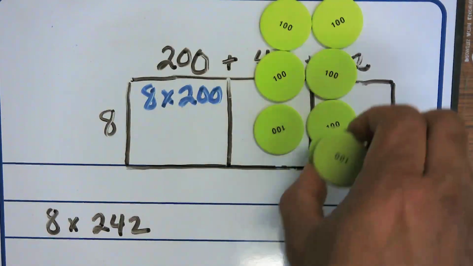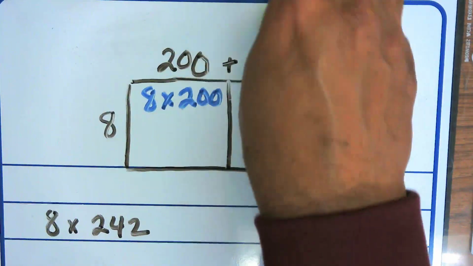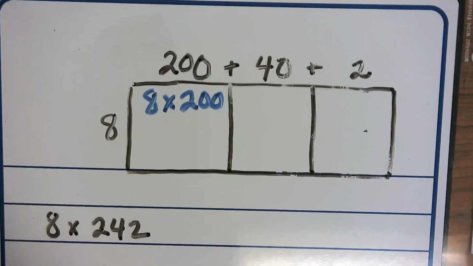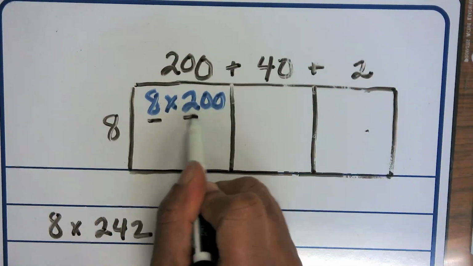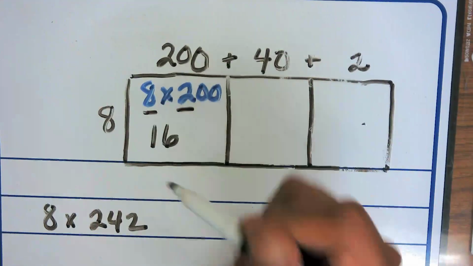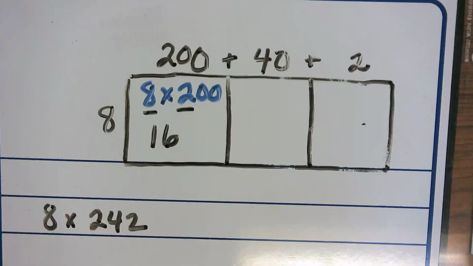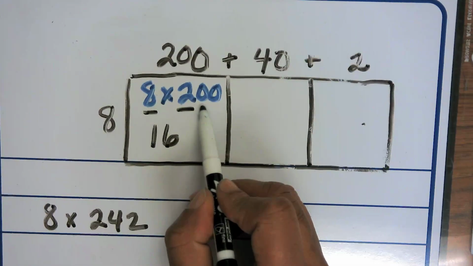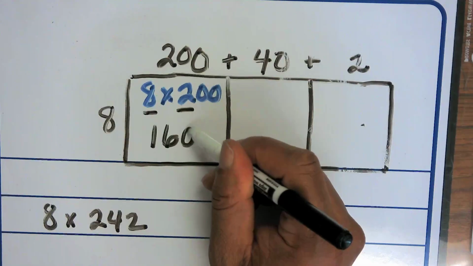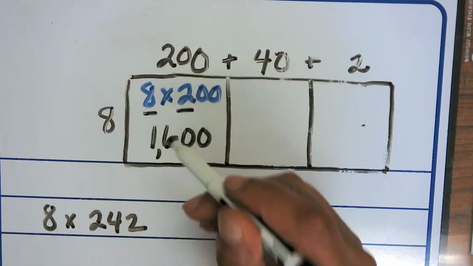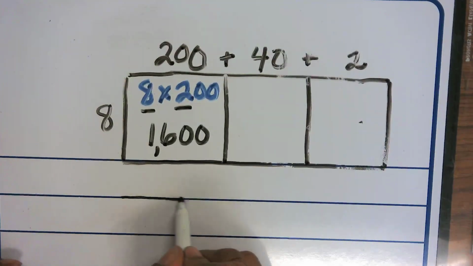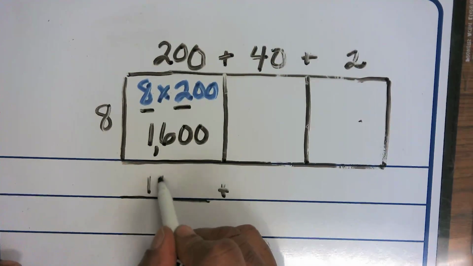Now, I don't have enough space, but I do know this. If I use my other strategy of multiplying tens, I know that 8 times 2 is 16. And I know that I have 2 zeros, so I'm going to have 2 zeros in my answer. So 8 times 200 is 1,600. First partial product, solved for.